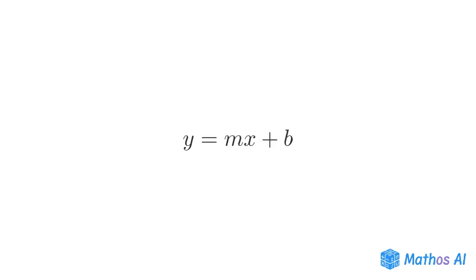Now let's substitute these values into our formula. We take our empty template, y equals mx plus b, and fill in the specific numbers we found. And there you have it. The final equation of our line is y equals -5x plus 3.